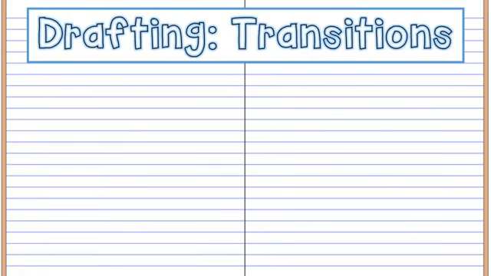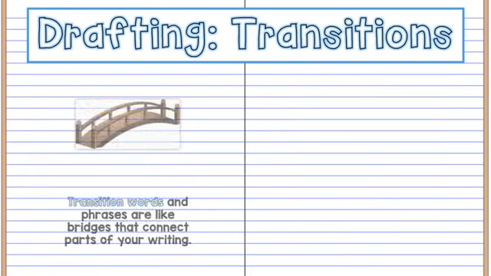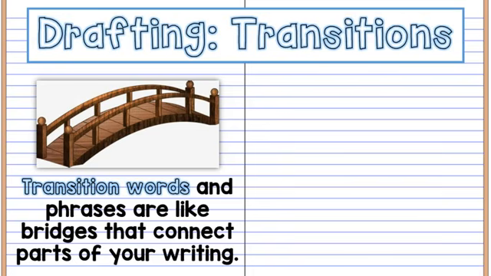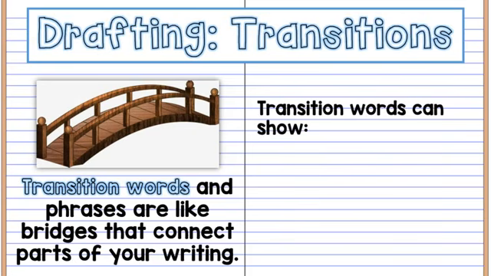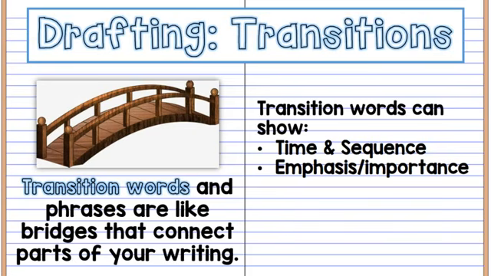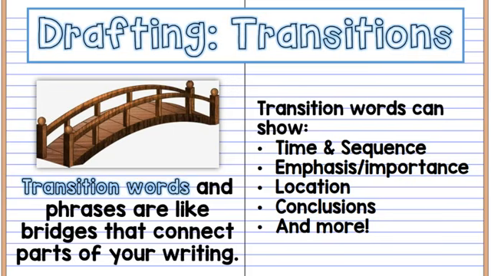Now that we've talked about how to organize your writing, let's talk about how we can connect your ideas using transitions. Transition words and phrases are like bridges that connect parts of your writing. Transition words show time and sequence, emphasis or importance, location, conclusions, and more.